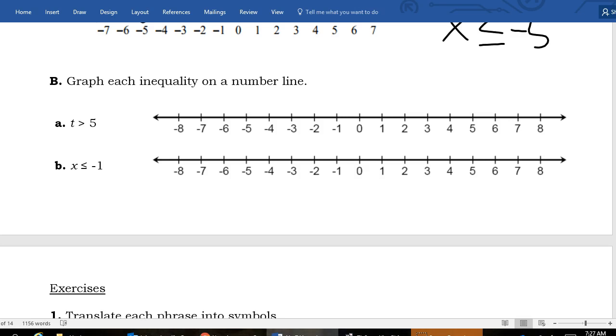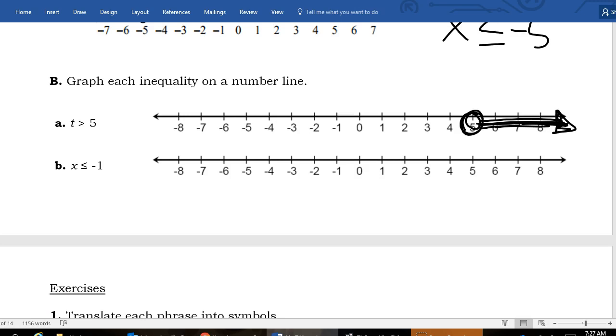The first one says T is greater than 5, so I'm going to find 5 on my number line and circle that. Because it's a greater than, I'm going to shade in this way and shade in my arrow like that. And sorry, my drawing kind of jumps when I draw on it, but hopefully you get the idea.